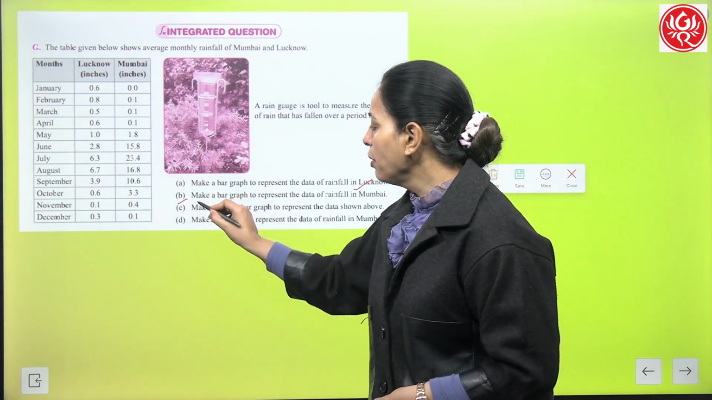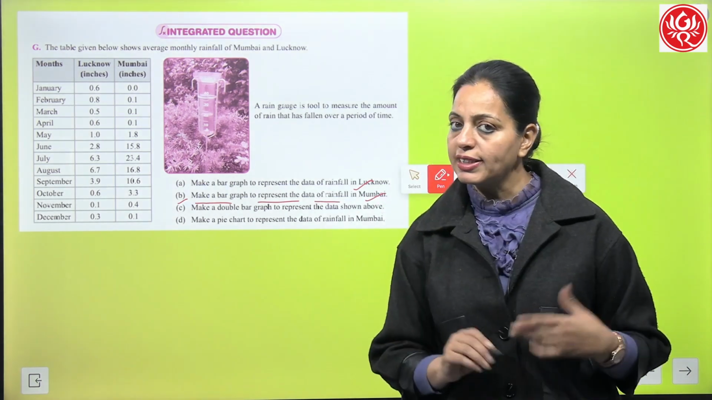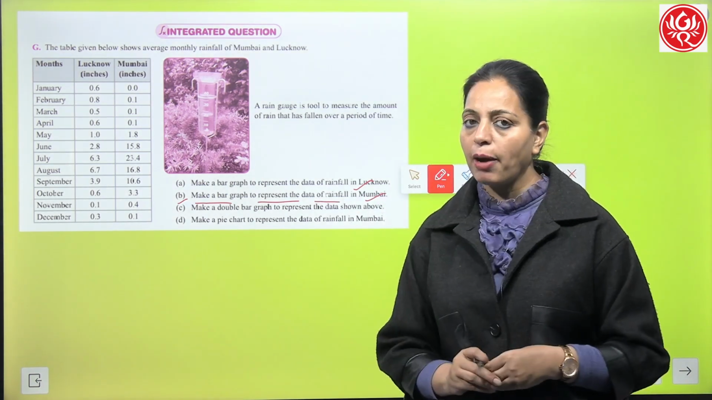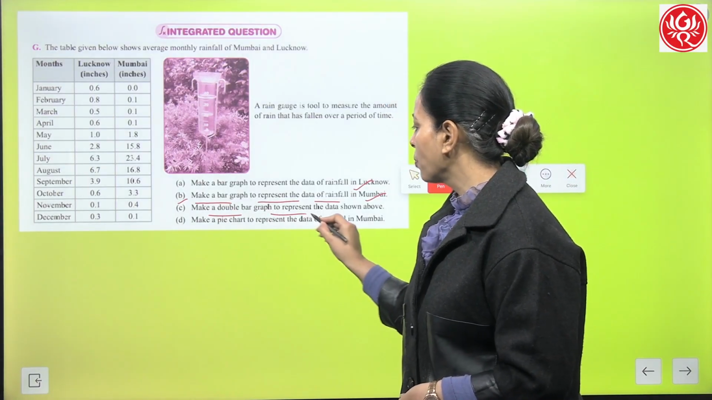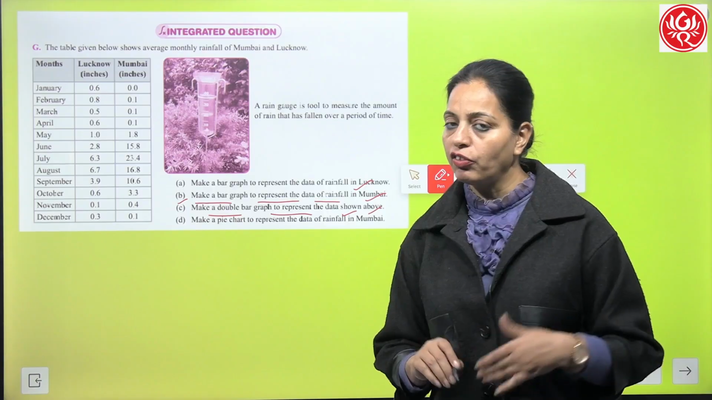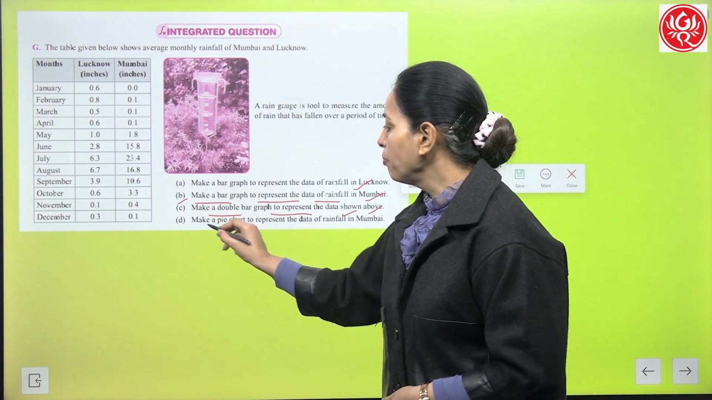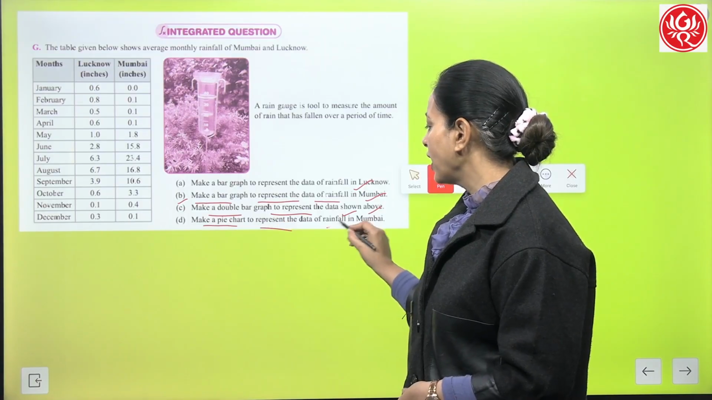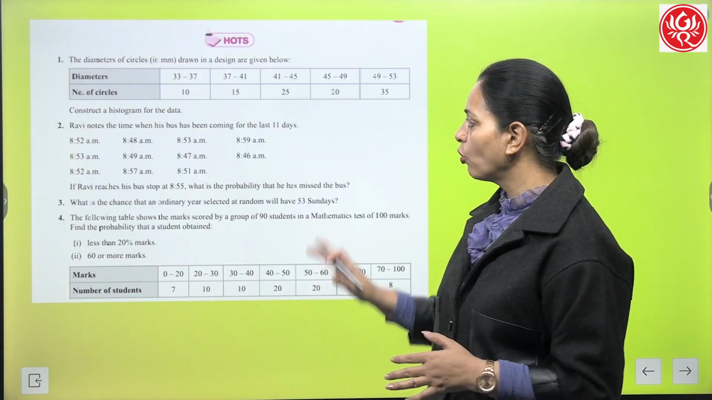The second one, make a bar graph to represent the data of rainfall in Mumbai. Similarly, you have to make a bar graph for Mumbai. And then C part, make a double bar graph to represent the data shown above. Then you have to try the double bar graph. And the last one, make a pie chart to represent the data of rainfall in Mumbai. So you can try this one on your own.